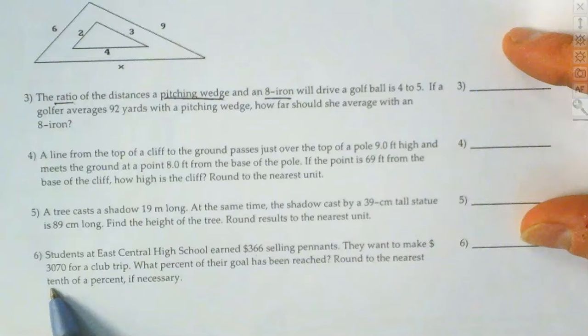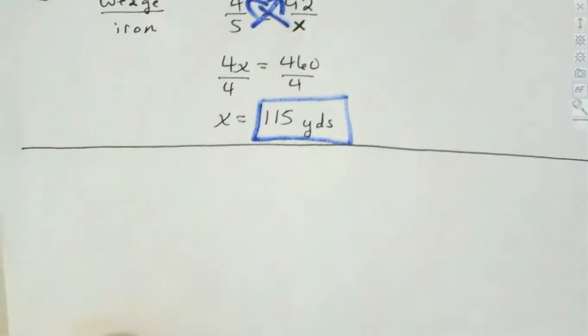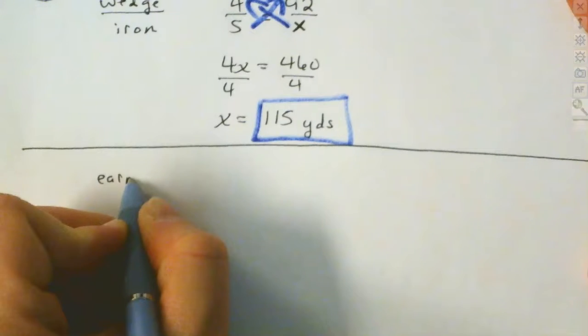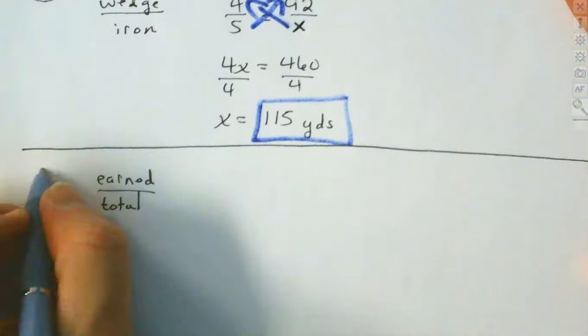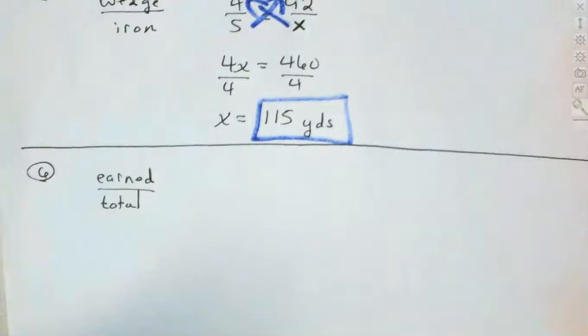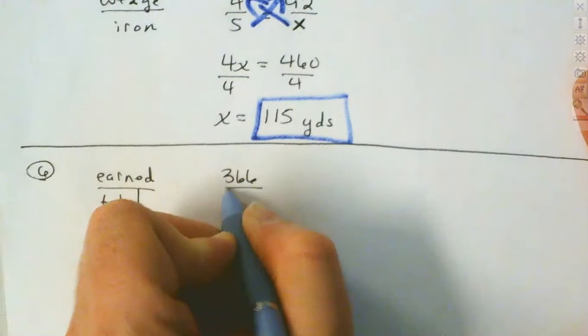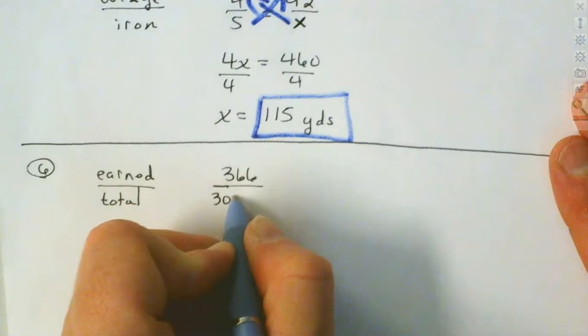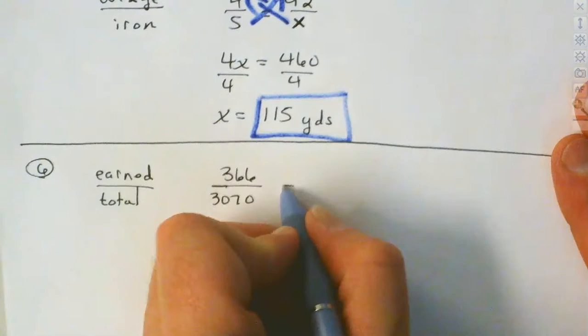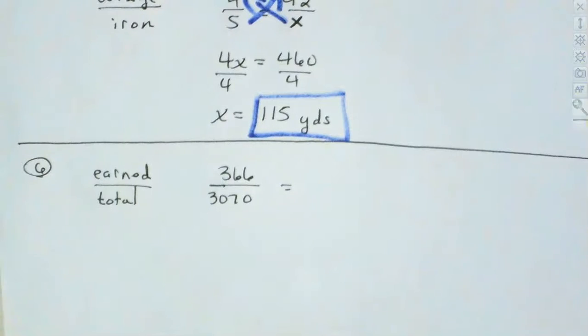So we need to find our percentage. So how do we find that percentage? Well, we need to take what we have earned divided by the total that we need. Percentages are also a ratio. So how much money have we earned so far? Okay, we've earned $366 out of a total of 3070. And we're going to go ahead and divide. And that's going to give us our decimal equivalent. We'll take that decimal and we'll turn it into the nearest 1/10 of a percent.